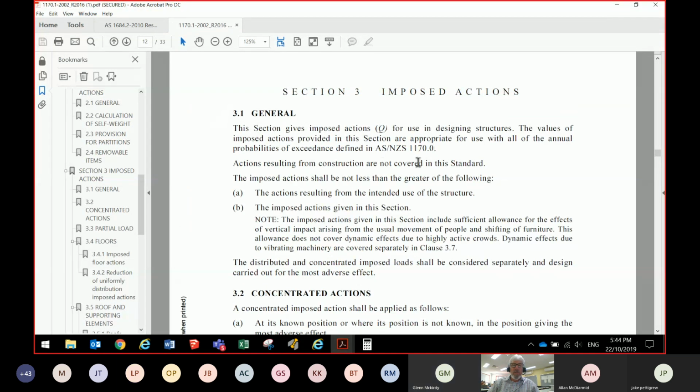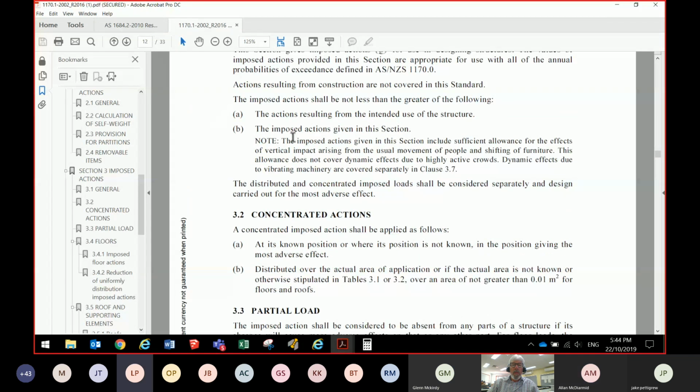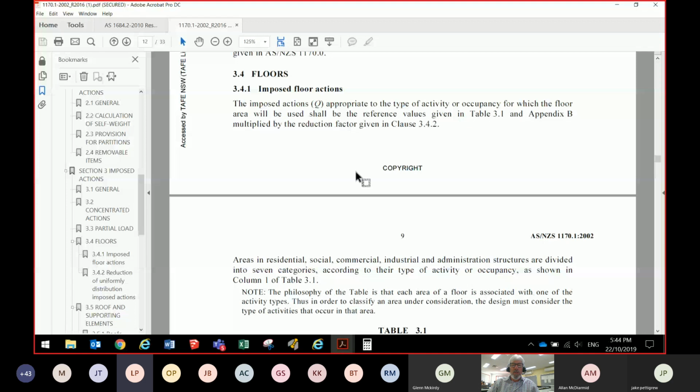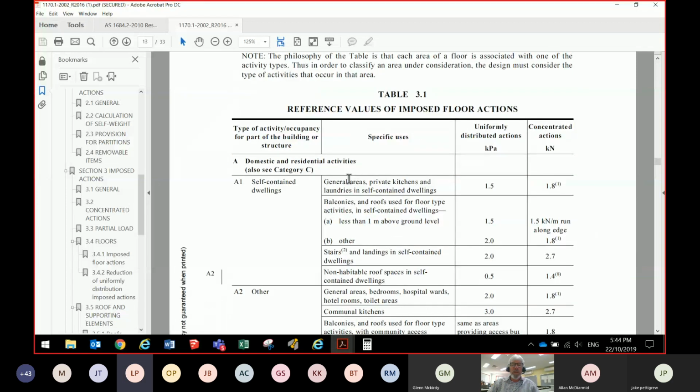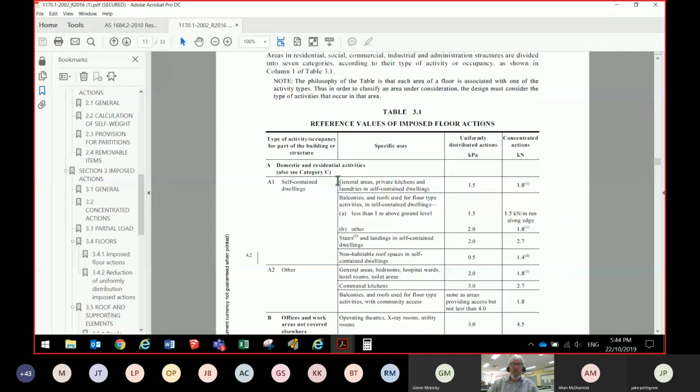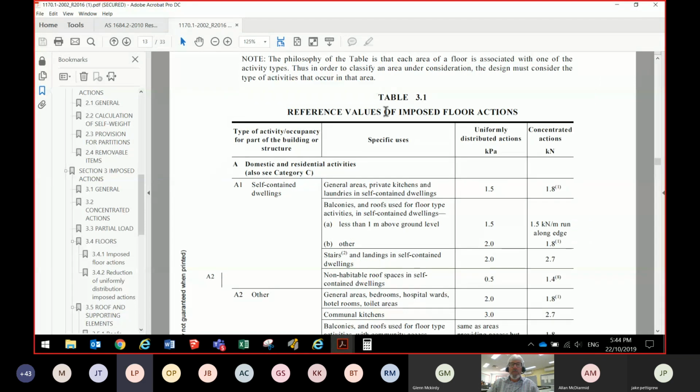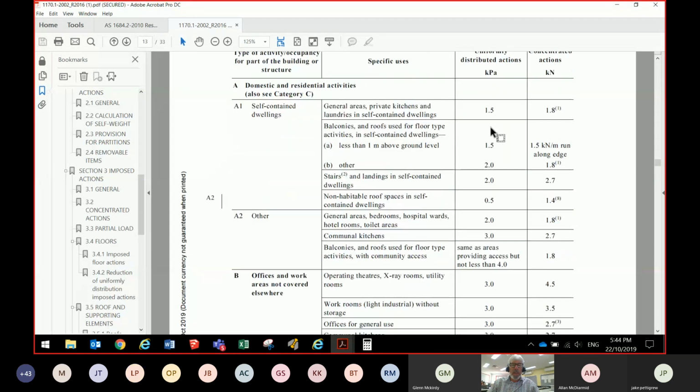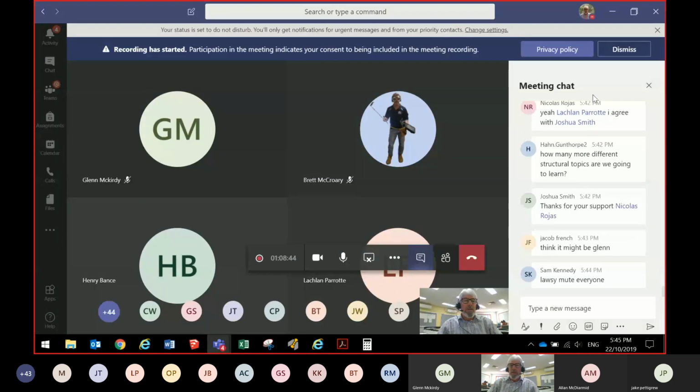Australian Standard 1170. If you could just turn your microphone off when you come in, please, everybody. So we've got here reference values of imposed floor actions. This is pretty detailed. There's much more loads here than what there was on some of the other ones.